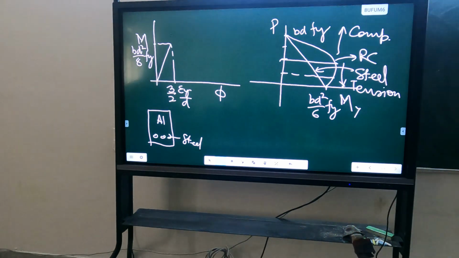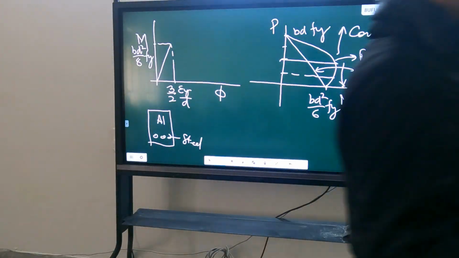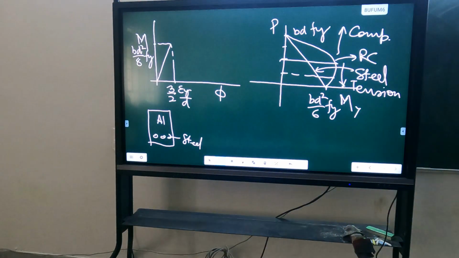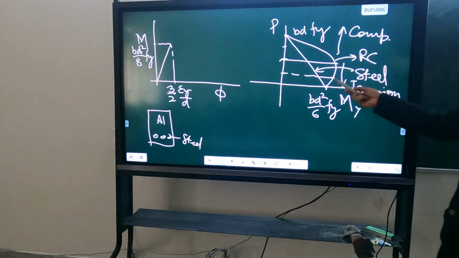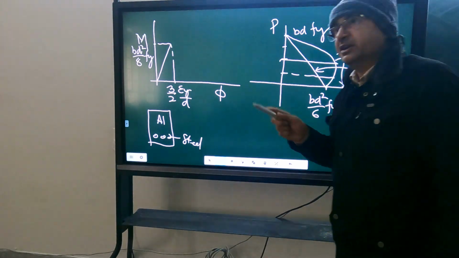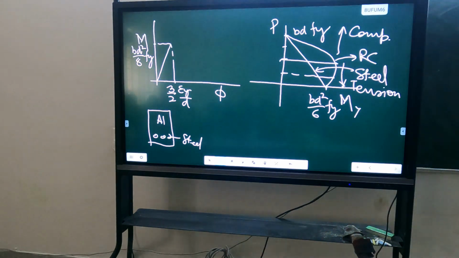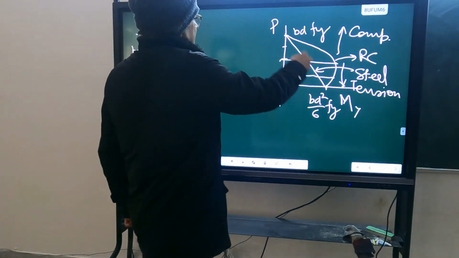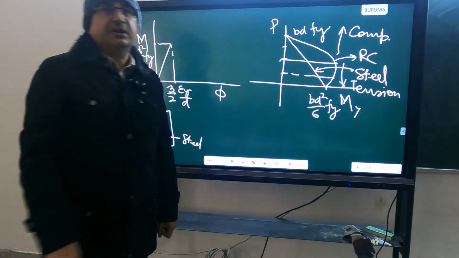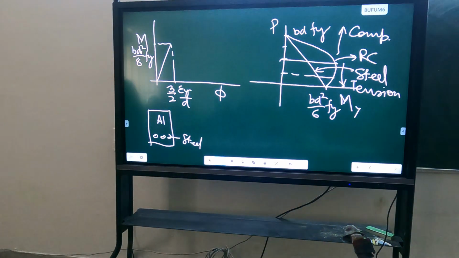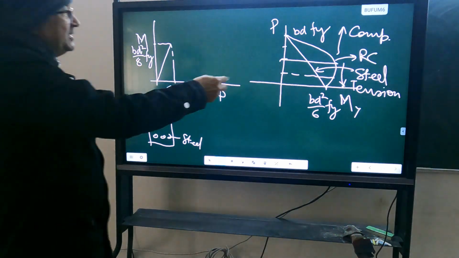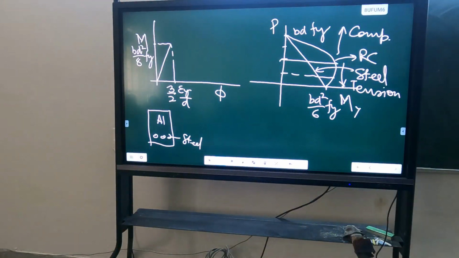In case of steel, where compression and tension both are equally effective, if you apply axial force, you are losing something. That's why here the axial force starts reducing the moment capacity immediately. So our interaction curve will be something like this in case of steel, whereas in case of RCC, first it increases and then reduces. This is the effect on moment.